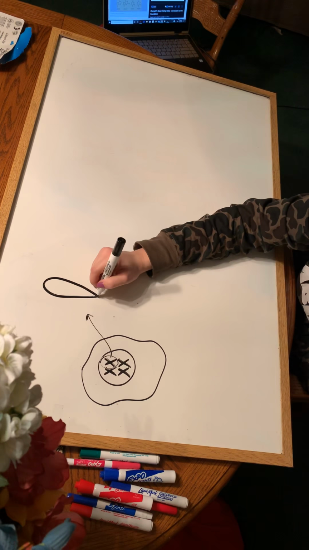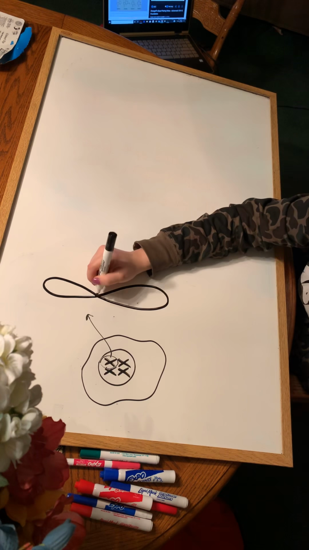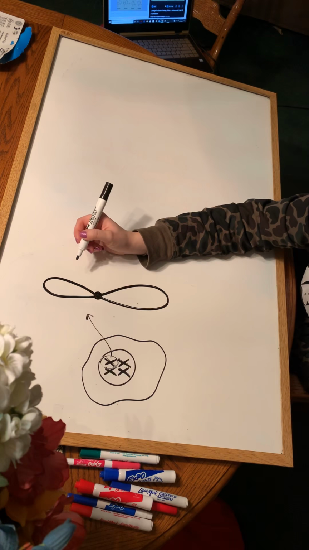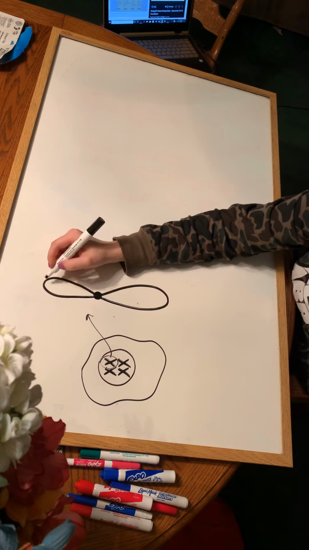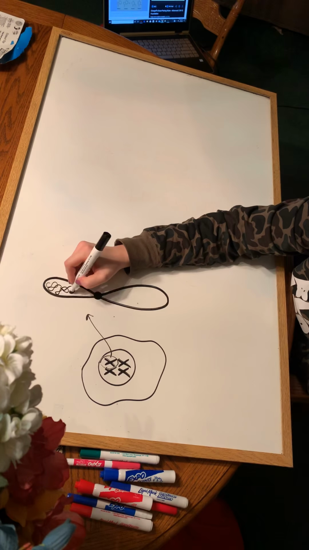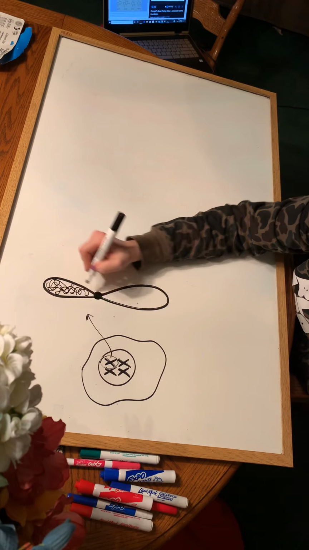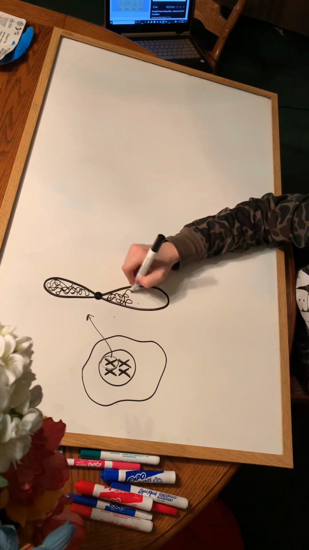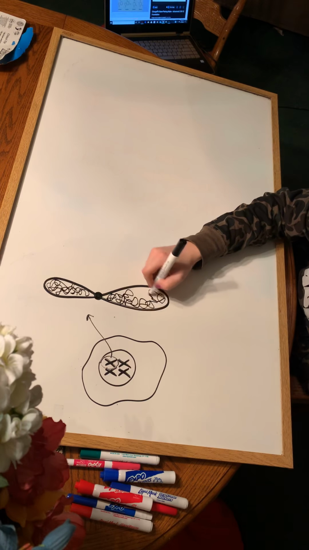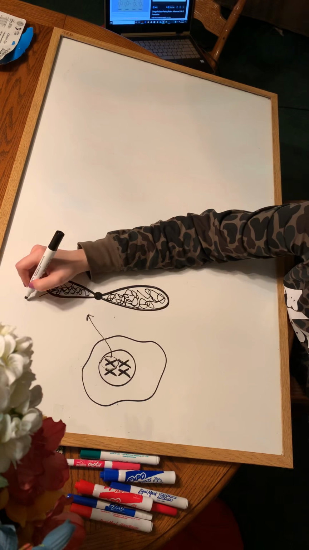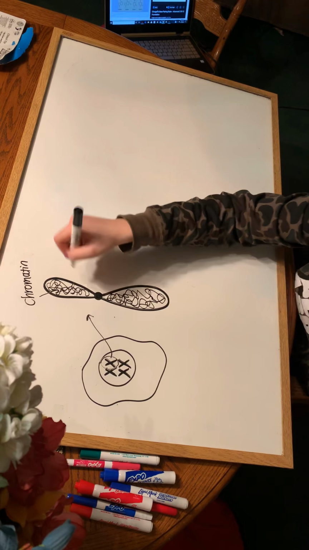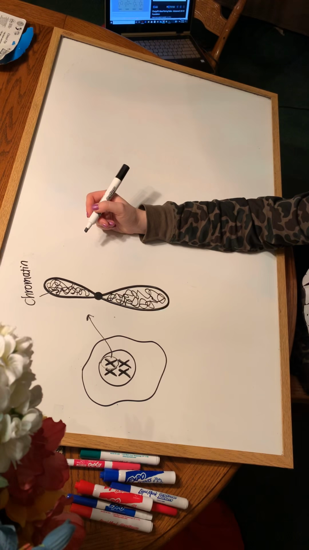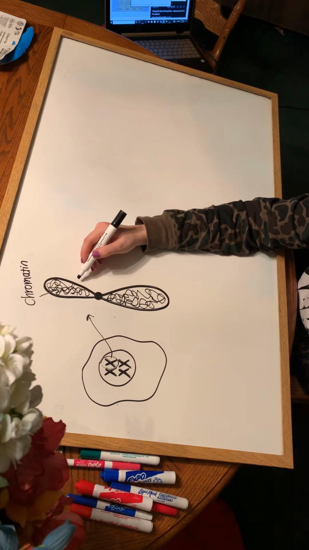So a chromosome has these two halves, the short arm and the long arm. And bundled up in that chromosome is DNA in the form of chromatin. So DNA in its stringy form is called chromatin, and it's bundled up inside of a chromosome.